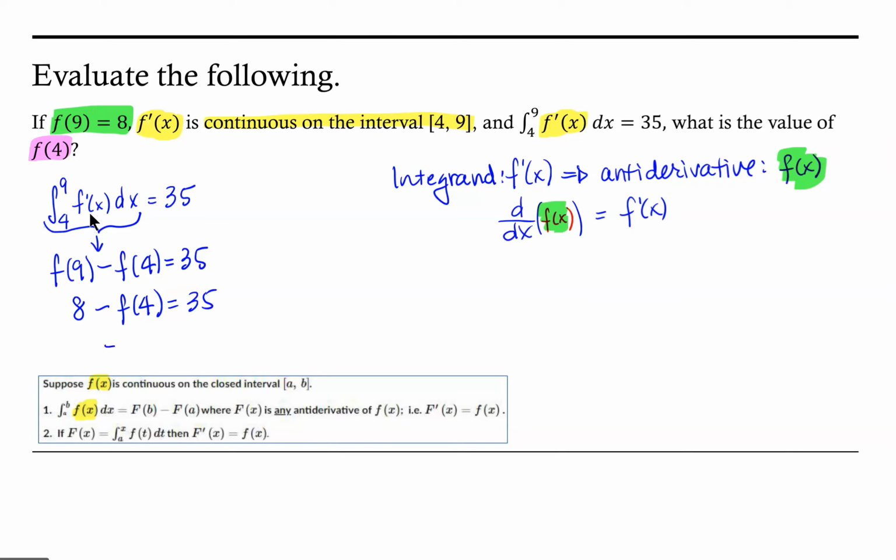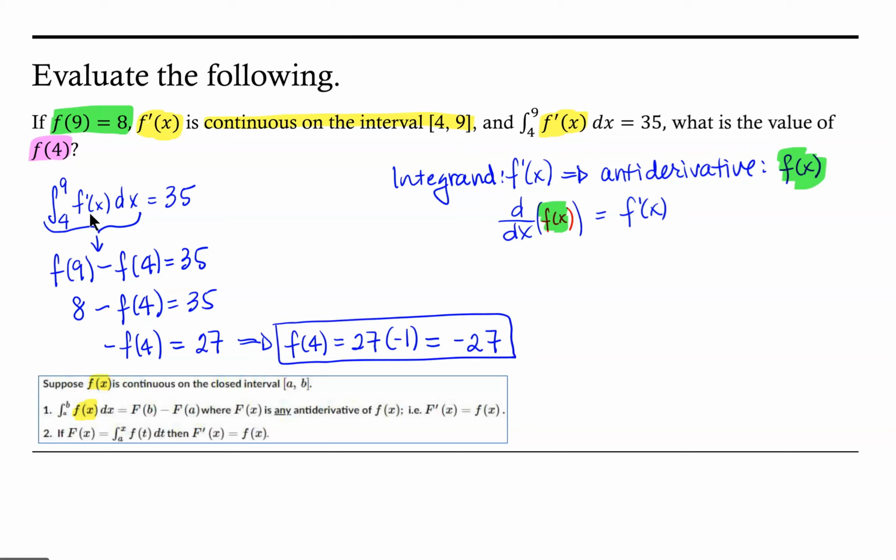I can subtract 8 from both sides of the equation. And when I subtract 8 from 35, I end up with 27. Notice that I have negative f of 4, so I can multiply both sides of this equation by negative 1. And if I multiply both sides by negative 1, I get f of 4 is equal to 27 times negative 1, or more simply, f of 4 is equal to negative 27.